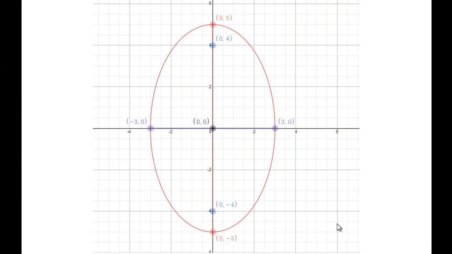Okay, this is the graph of our ellipse. Again, the center is 0, 0. The major axis lies on the y-axis. The vertices are located at 0, 5 and 0, -5. The endpoints of the minor axis on the x-axis are 3, 0 and -3, 0, and the foci are located at 0, 4 and 0, -4. Yeah, this is the final answer. The final answer is a sketch of the graph of the ellipse.